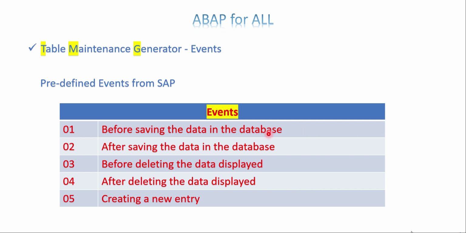So here I don't have a direct event for updating data or deleting data. So what I can do is, for updation I'm going to use event number 01. Before saving the data in the database, I'm going to add some more information, probably changed by, changed date and time information. So in this video, I'm going to use 05 and 01 for filling the creation and change information at the table level. Okay, let's see in the next slide.